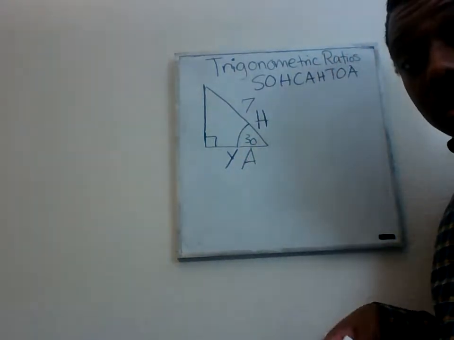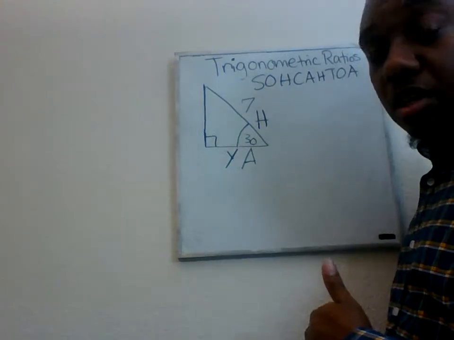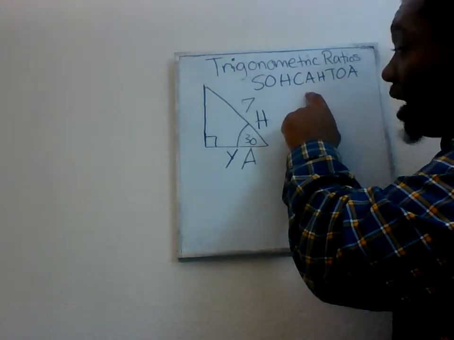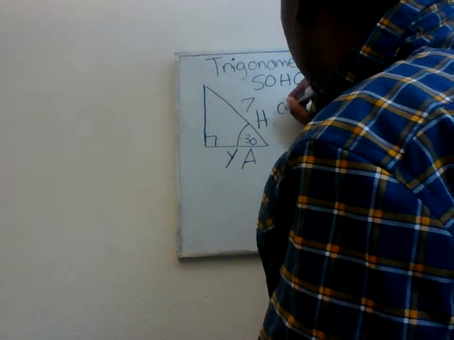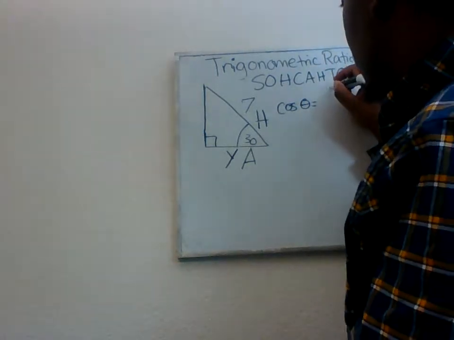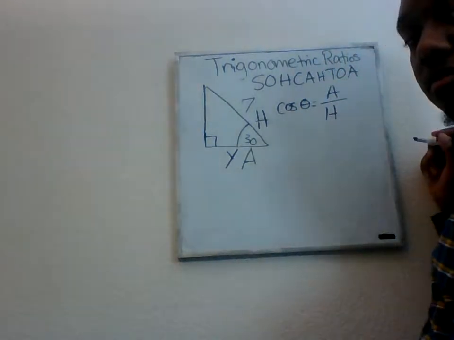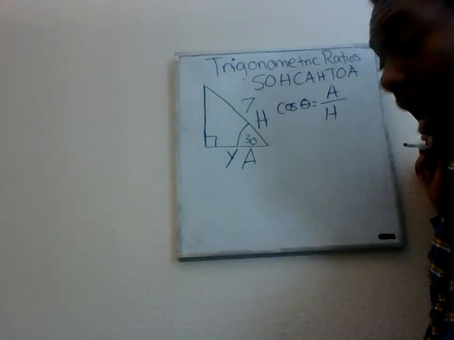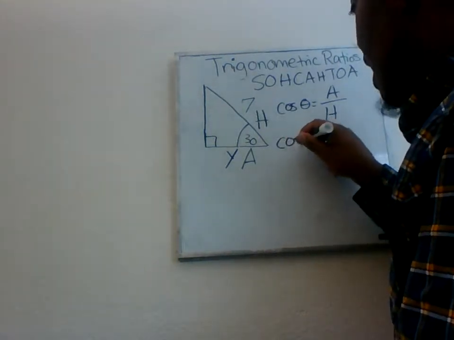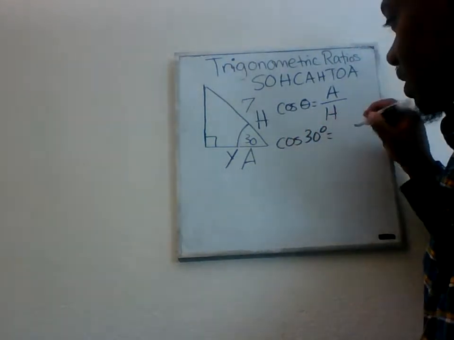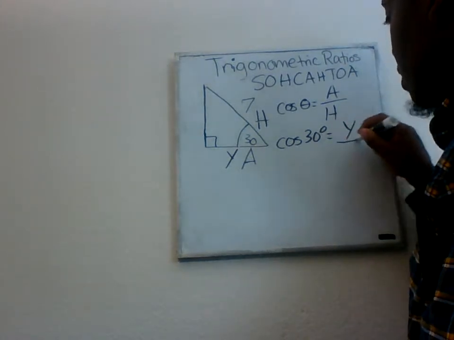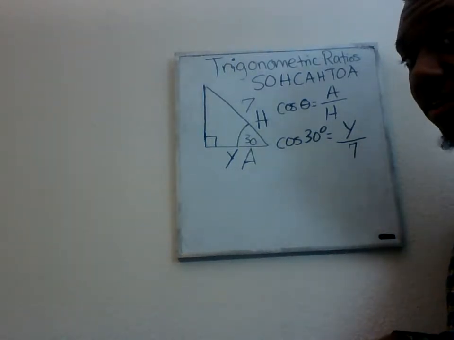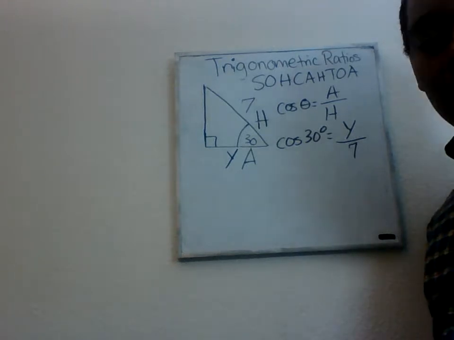So which trig function uses adjacent and hypotenuse? From SOHCAHTOA, we know that cosine uses adjacent and hypotenuse. So cosine of the angle equals adjacent divided by hypotenuse. I know the angle is 30 degrees, so I'm going to substitute that in. I know the adjacent side is y, and I know the hypotenuse is 7. Once again, a very similar setup, but instead of sine of 30, it's cosine of 30.